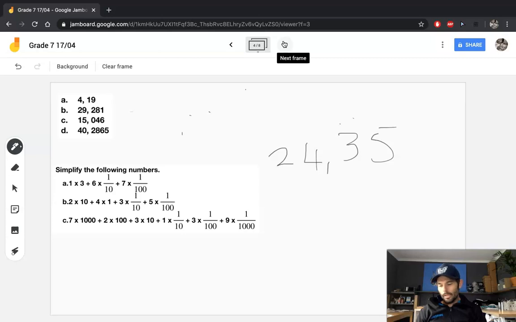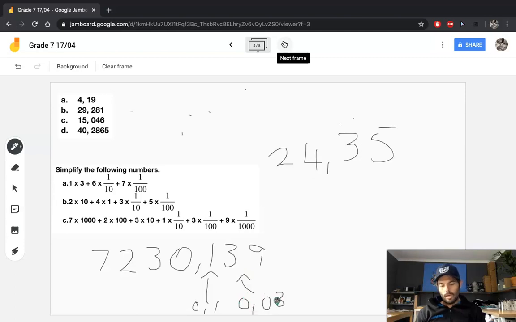And your last one is 7 times 1,000 is 7,000. 2 times 100 is 200. 3 times 10 is 30. Okay, so 7,230,139. Okay, so the important thing there, guys, is to realize that 1 times 1/10 is this 0,1. Okay, 3 times 100th is this 0,03, and 9 times 1 over 1,000 is this one 0,009. All right, that's what their values are. Okay.